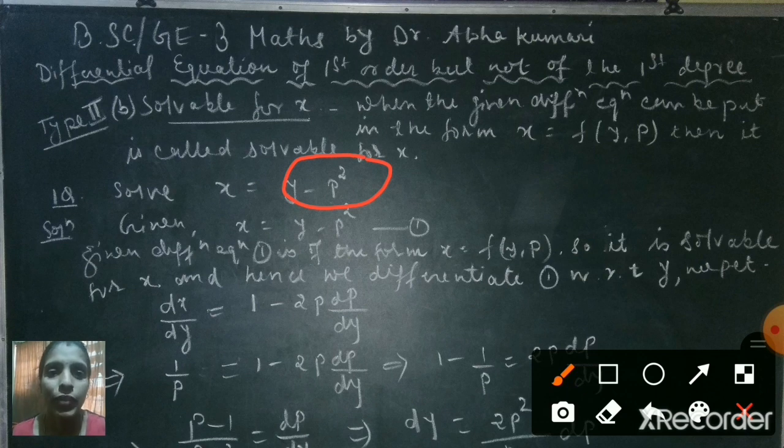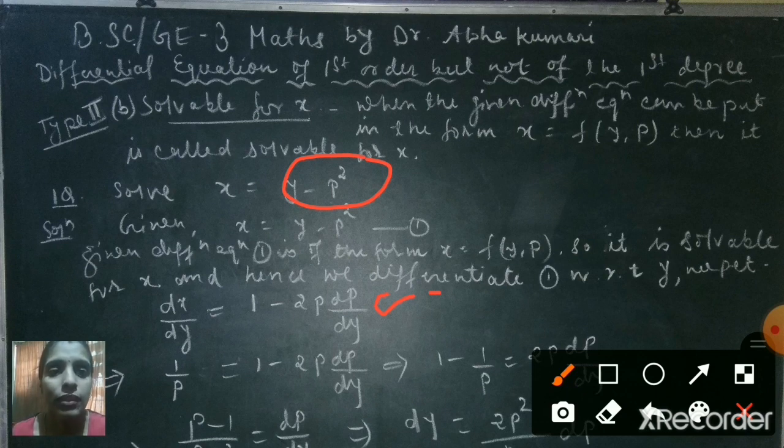So it is solvable for x, and hence we differentiate 1 with respect to y. Earlier, when it was solvable for y, we differentiated with respect to x. But whenever we have a question solvable for x, we differentiate it with respect to y. So after differentiation we get dx by dy equals 1 minus 2p dp by dy.